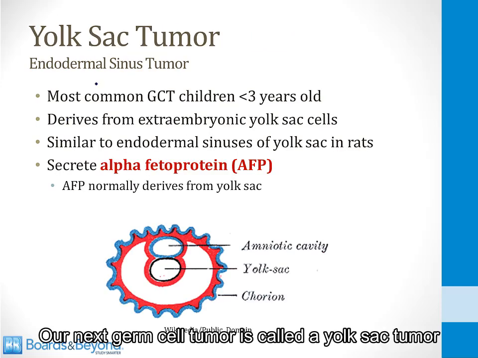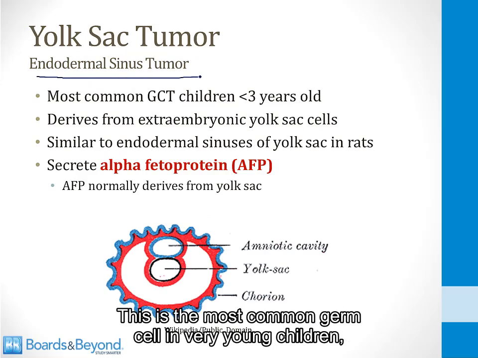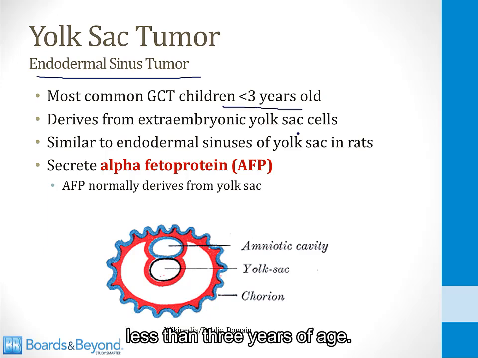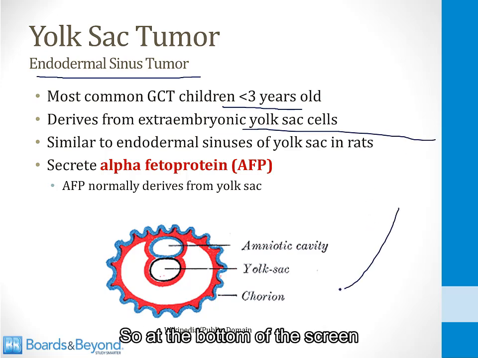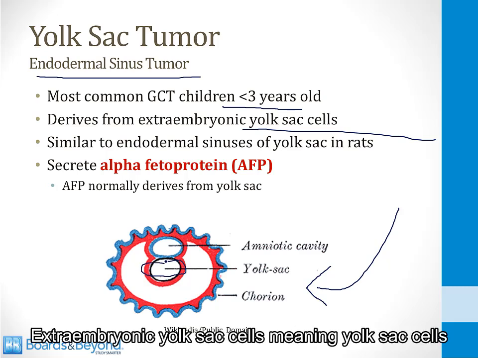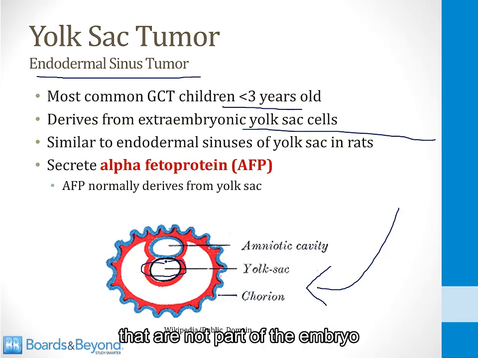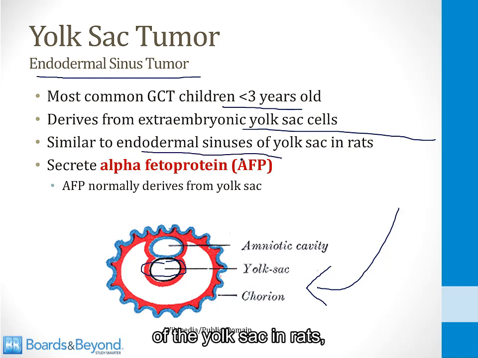Our next germ cell tumor is called a yolk sac tumor, also called an endodermal sinus tumor. This is the most common germ cell tumor in very young children less than 3 years of age. It derives from extraembryonic yolk sac cells. So at the bottom of the screen is a picture of the early embryo where the yolk sac forms. Extraembryonic yolk sac cells, meaning yolk sac cells that are not part of the embryo, develop into yolk sac tumors. These are very similar to endodermal sinuses of the yolk sac in rats. That's why they're sometimes called an endodermal sinus tumor.